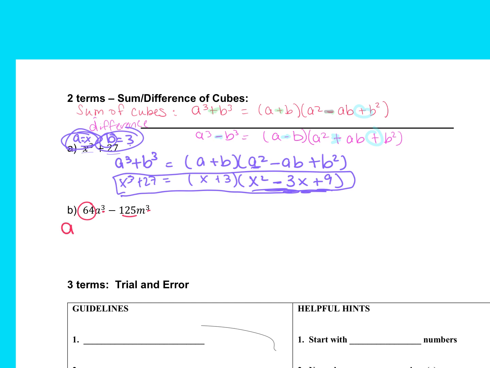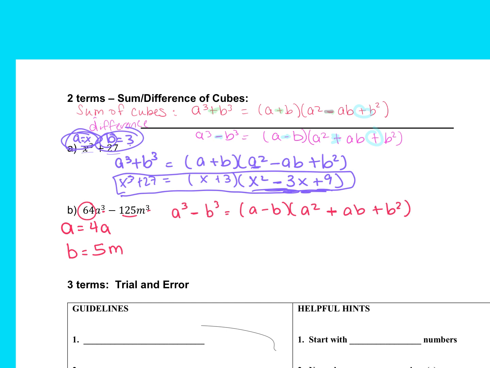So for me, a is 4a. The cube root of 64 is 4, and the cube root of a cubed is a. For b, the cube root of 125 is 5, and the cube root of m cubed is just m. All right, this time instead of using the sum formula, I'm going to use the difference. So again, the a minus b is first because it's starting with the difference. You're still going to square the first term in the next parentheses, but this time you're going to add a times b and still add b squared.